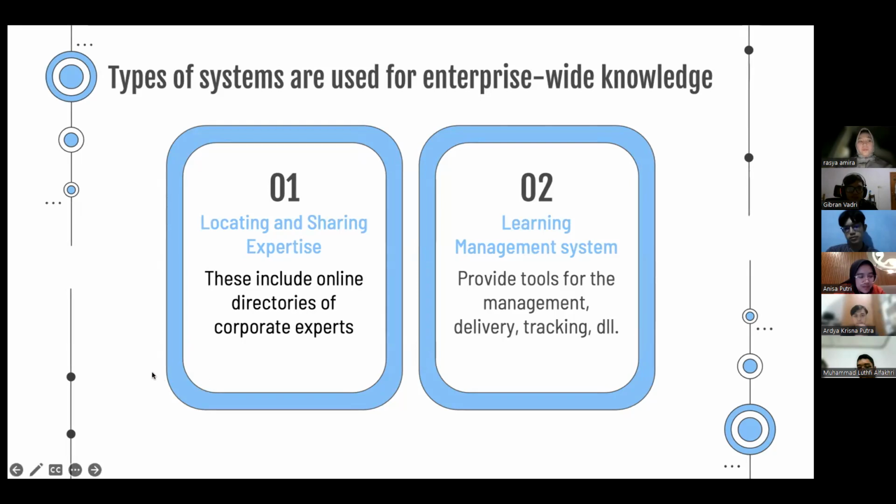Second, we have learning management systems that provide tools for the management, delivery, tracking, and assessment of employee learning. The LMS consolidates mixed media training, automates the selection and administration of courses, and assembles and delivers learning content and measures learning effectiveness.